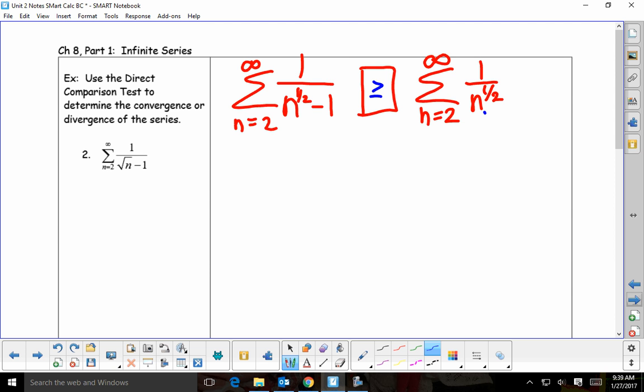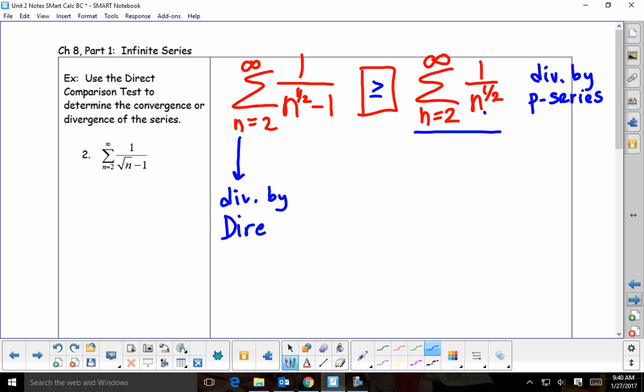Yes? So now, if this guy's bigger, what are we hoping this guy does? We're hoping it diverges to make this guy push up and also diverge. Well, what happens to it? It does diverge by the p-series. Yay! Are they all going to be by the p-series? Pretty much. Huzzah! Third step is we say that this guy also diverges by direct comparison test.